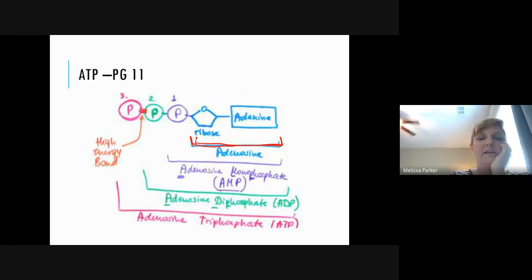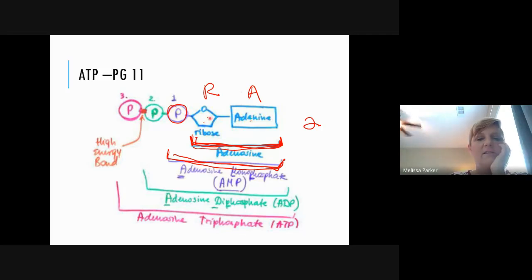Adenosine, right? Adenosine is made up of two things. It's made up of a ribose and a nucleic base, adenine. Okay. The adenosine monophosphate is still made up of an adenosine and one phosphate. Or instead of saying it's adenosine, which is made up of a ribose and an adenine, it's made up of three things, right? Adenine, ribose, and a phosphate.